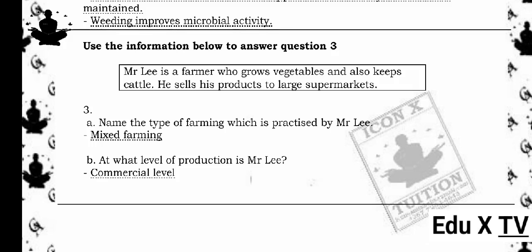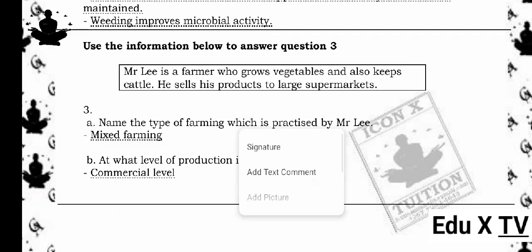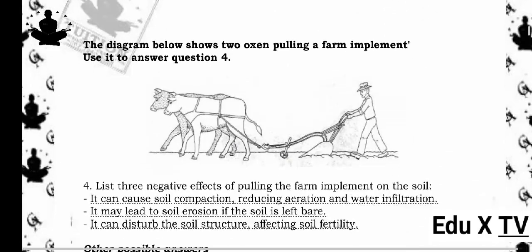Use the information below to answer question 3. Mr. Lee is a farmer who grows vegetables and also keeps cattle. He sells his products to large supermarkets. 3. A. Name the type of farming which is practiced by Mr. Lee. Mixed farming. B. At what level of production is Mr. Lee? Commercial level.